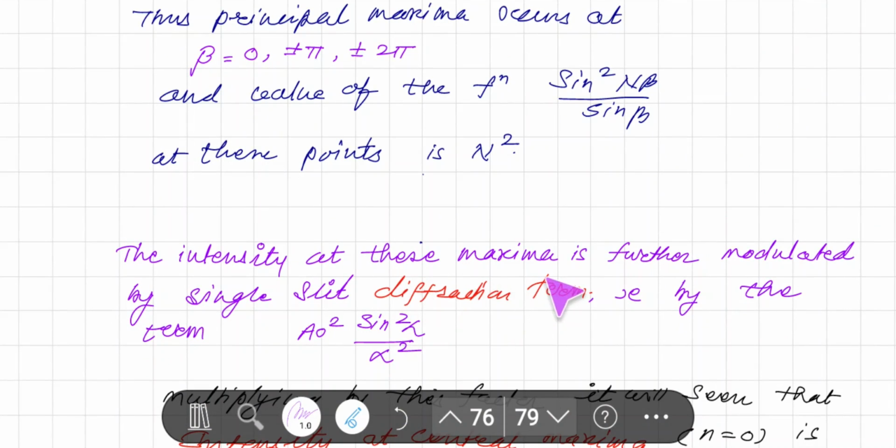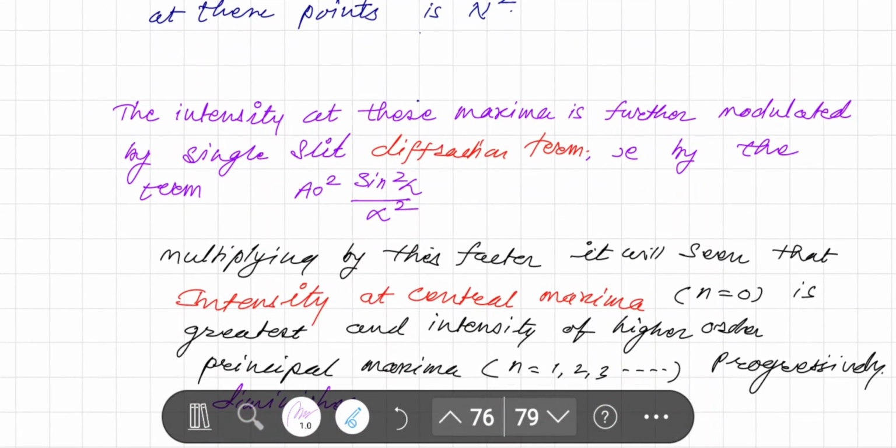Now the intensity at these maxima is further modulated by a single slit diffraction term. See here, the intensity is modified by the single slit diffraction term, that is the term a0 square sine square alpha upon alpha square, and further it is modulated. So now multiplying this factor by the intensity term, it will seem that the intensity at the central maximum, that is n equal to 0, is greatest, and the intensity of higher order principal maxima, that is n equal to 1, 2, 3, is progressively diminishing.